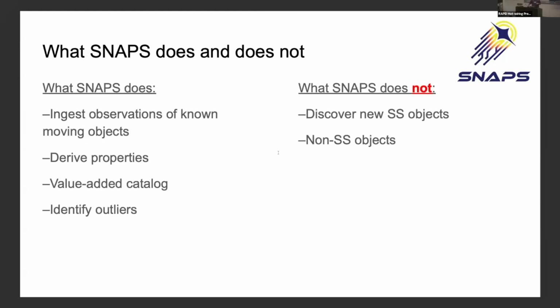Okay, finally about SNAPS, and then I'll move on to SNAPS design. I think it's important to talk about what SNAPS does and what SNAPS does not. So I mentioned most of these things over here on the does. What does SNAPS not do? Well, we're not discovering new solar system objects. That is a task that is way, way upstream from us, and lots of smart people are working on that. And we're also not handling non-solar system objects. Okay.